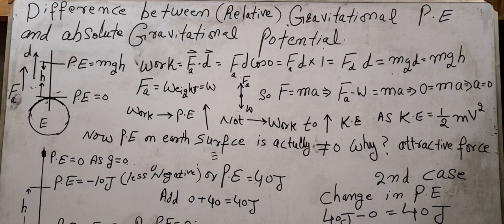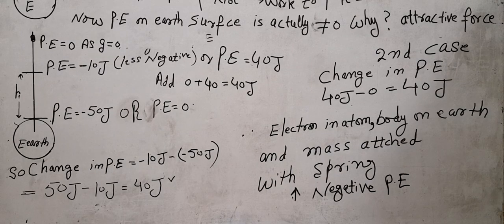So actually what is happening? We are finding out the potential energy of a body relative to the ground. Therefore, we take the potential energy of any body on the surface of the earth as equal to zero. Now I will show you how it happens. When there is a force of attraction between two bodies, the body will have a negative potential energy, but the potential energy of one body with respect to the other will be positive.